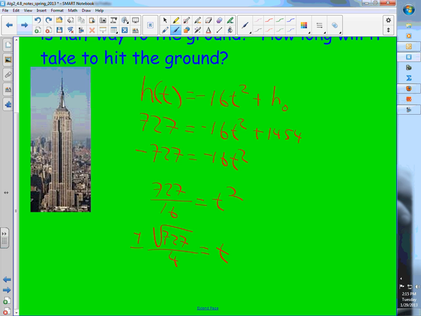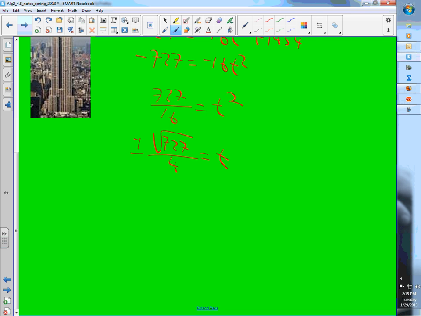So this is an application problem. Please don't tell me on an application problem, Mr. Lockery, it's going to take the square root of 727 over 4 seconds to get halfway to the ground. What should you tell me? To the nearest thousandth. And it's not negative, it's only positive.